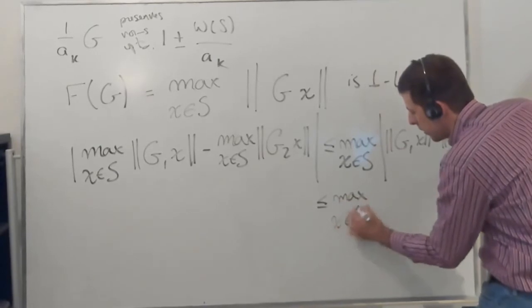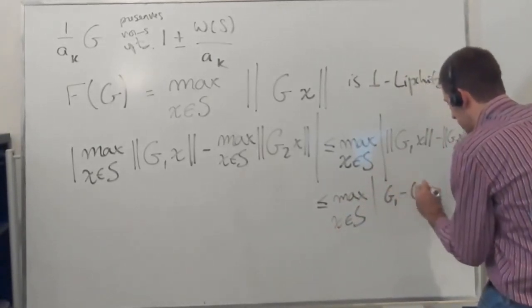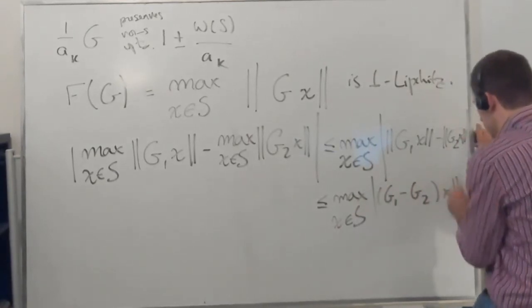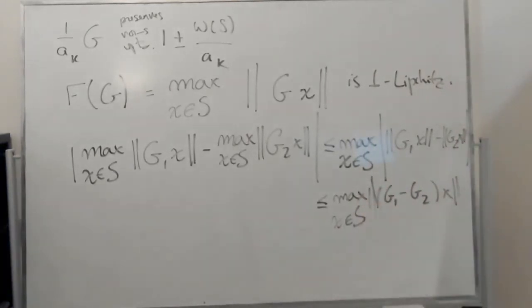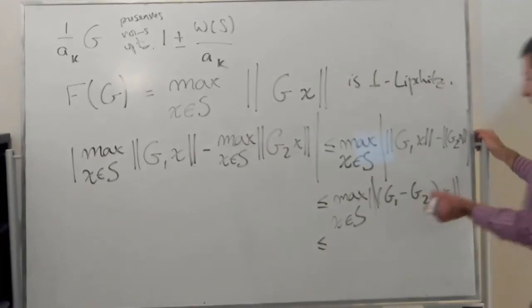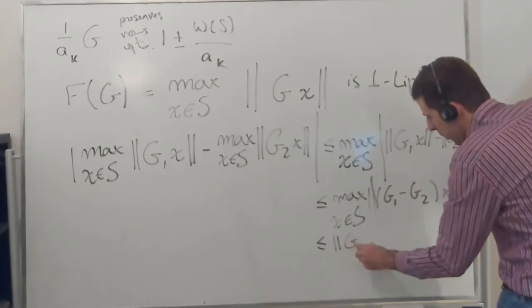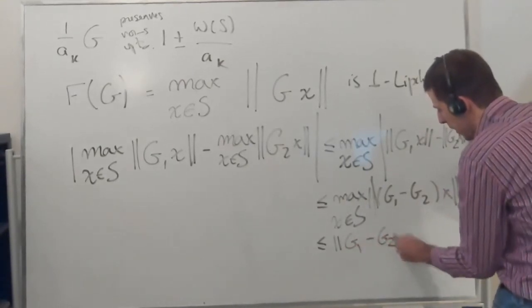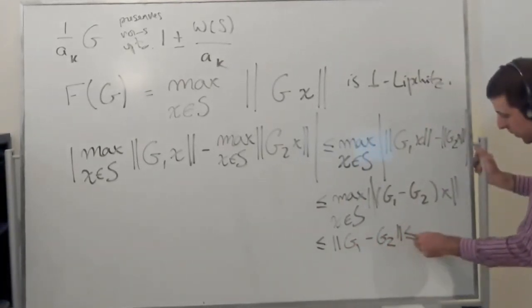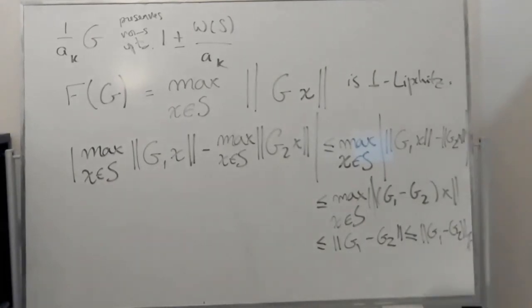equal max x in S of g1 minus g2 x, the L2 norm of this vector. But then, of course, instead of optimizing over S, I can even optimize over the whole sphere, and it's the same, smaller or equal. Because I'll be optimizing over something bigger, the spectral norm, which of course is smaller or equal than the Frobenius norm. We've seen this proof a few times. So this is one Lipschitz.